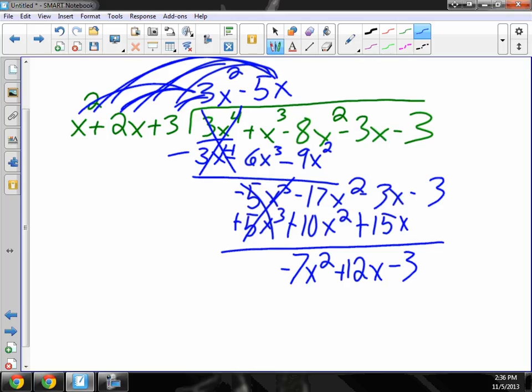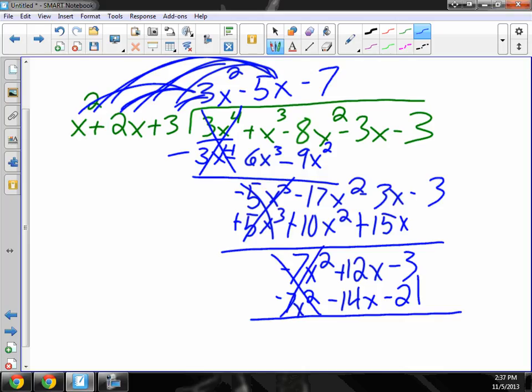Okay. How many times does x squared go into negative 7x squared? Negative 7 times. Negative 7 times x squared is negative 7x squared. Negative 7 times 2x is minus 14x. Negative 7 times 3 is minus 21. Change the signs. That crosses off.